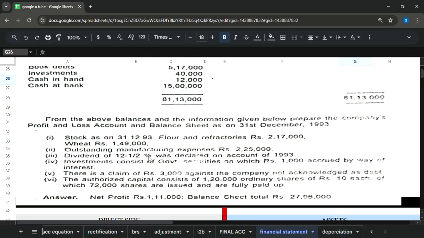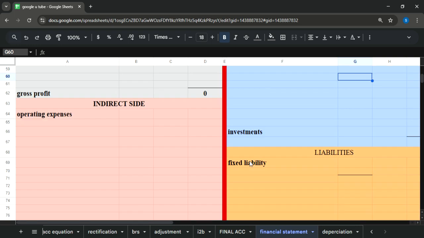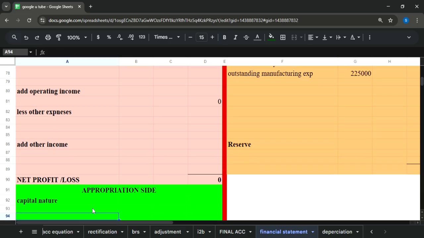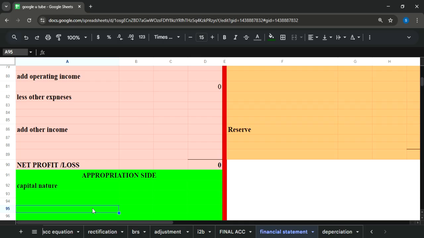Dividend 12 into 1 over 2% was declared on 93. Dividend is part of the appropriation account. We will leave the first two lines and then we will start, less dividend.